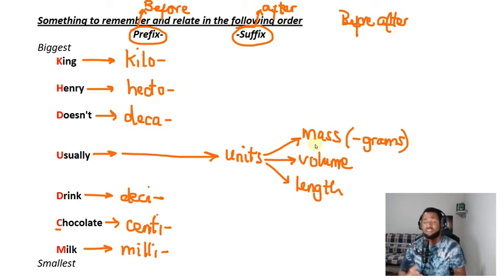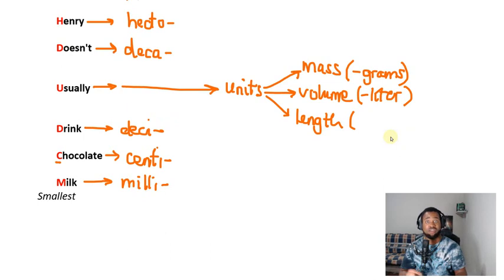Now the next one here is volume, and the base unit for measuring the volume of an object is usually liters, and other countries use cubic meters, for example. And finally, the length of an object is most of the time measured in meters. And other countries use inches, for example.